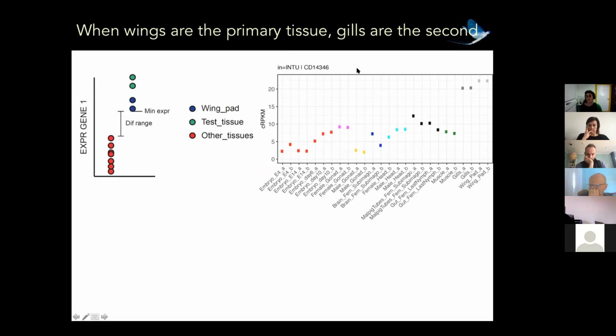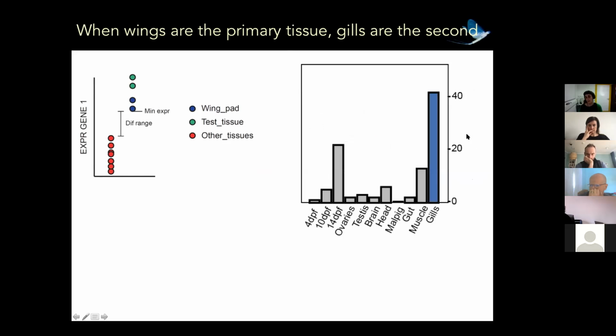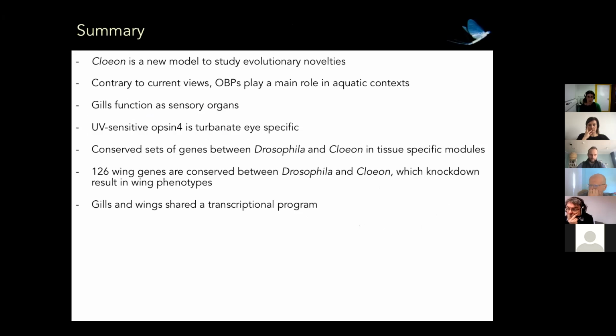So how many times do we have this? In total, more than 40% of the genes that are highly expressed in wings are also highly expressed in gills, suggesting some similarity between these 2 transcriptomes. We cannot say yet that they share a common origin, but at this point, as a first approximation, we can say that they have a similar genetic program and a shared transcriptomic program.